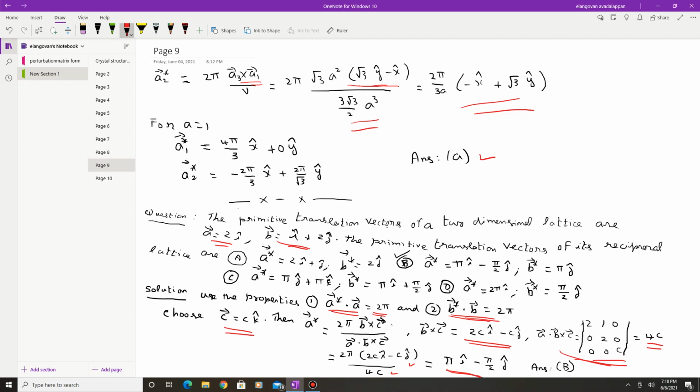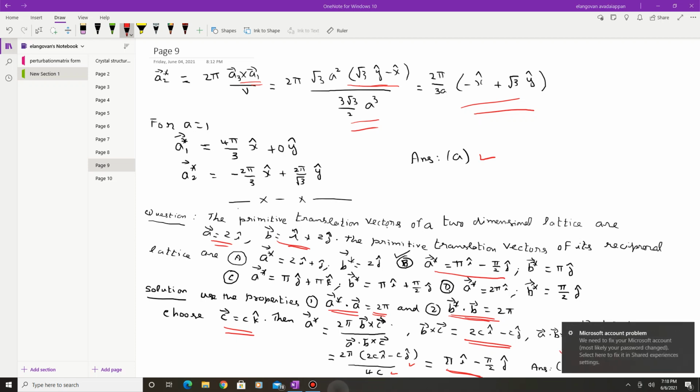So this is only for the option B. This is right. So among all these four, the A star is for the option B. A star is equal to pi I minus pi by 2 j. So you can easily calculate the reciprocal lattice vector.